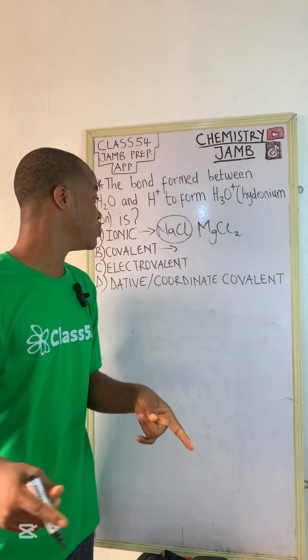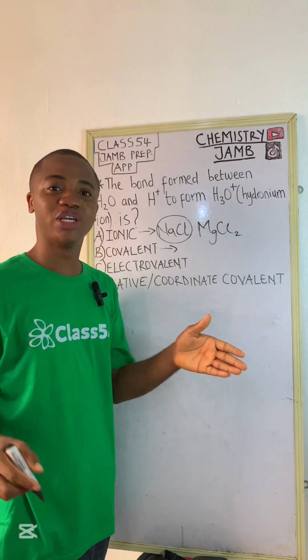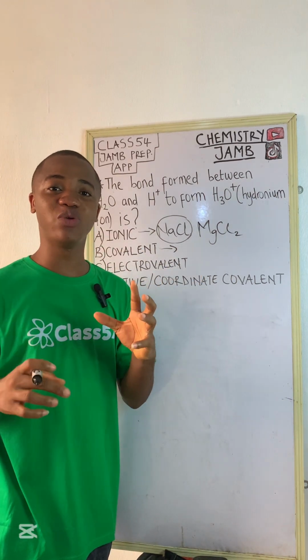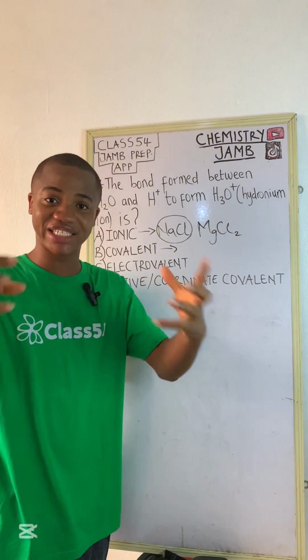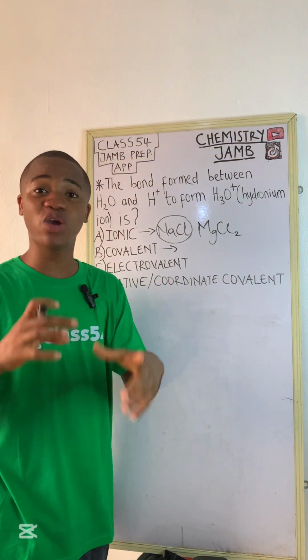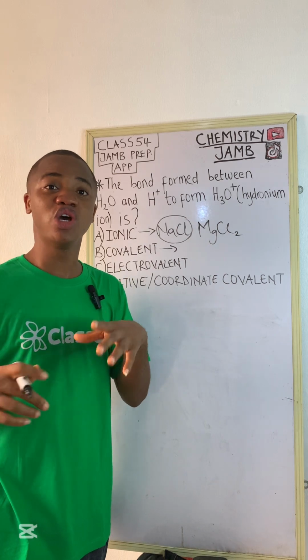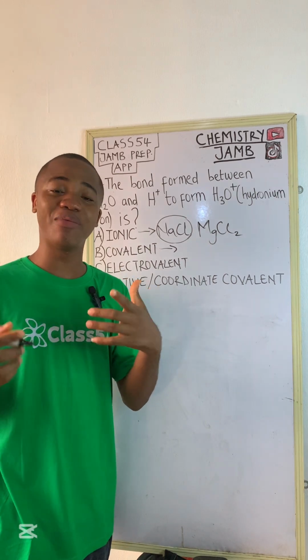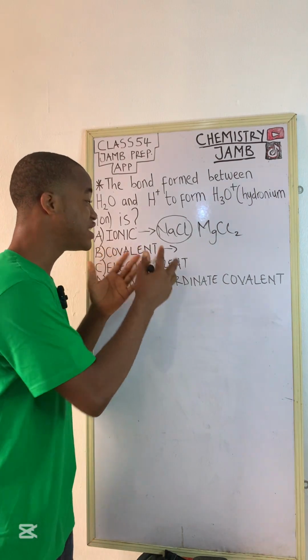So let us continue. What is covalent bonding? Covalent bonding is a type of bonding whereby electrons are shared between the participating atoms. Most times it could be shared equally between these participating atoms. So now let me give you examples of covalent compounds.